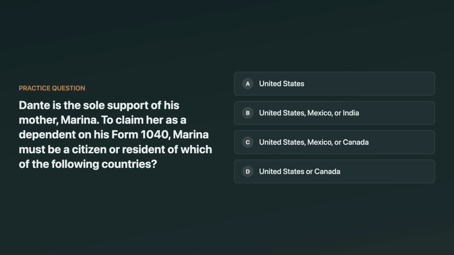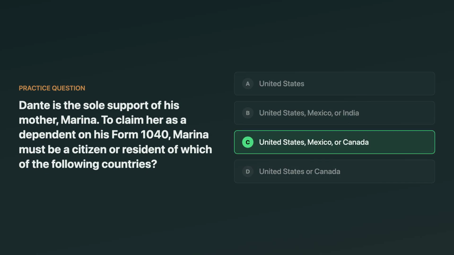Dante is the sole support of his mother, Marina. To claim her as a dependent on his Form 1040, Marina must be a citizen or resident of which countries? The choices include only the United States plus India, the United States plus Mexico and Canada, or the United States plus Canada. Think about it.